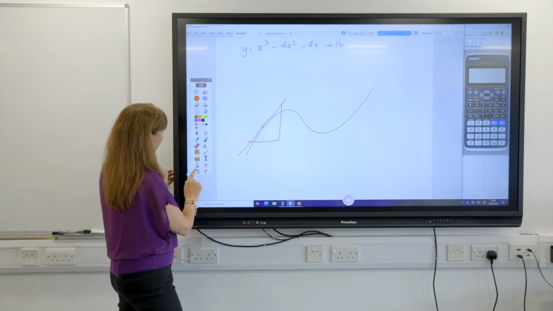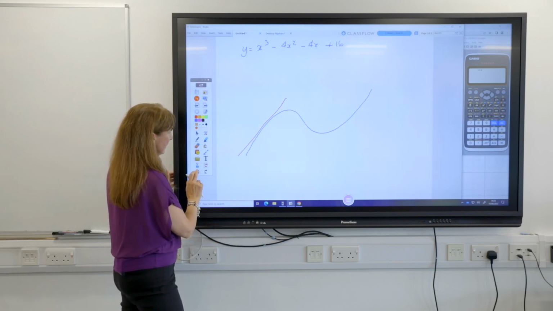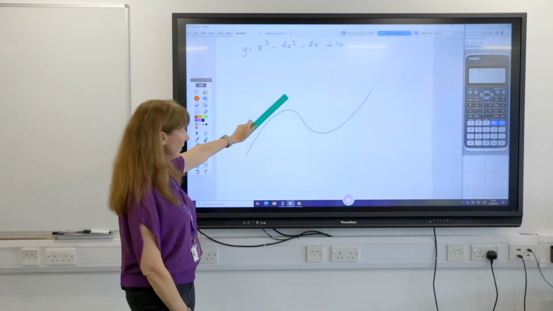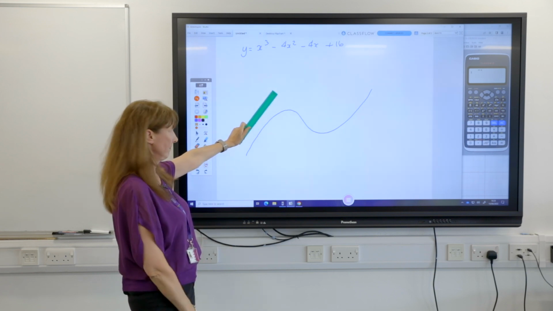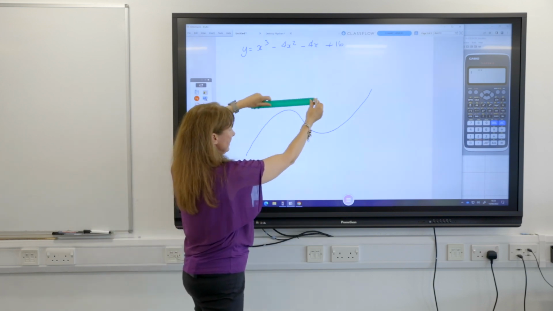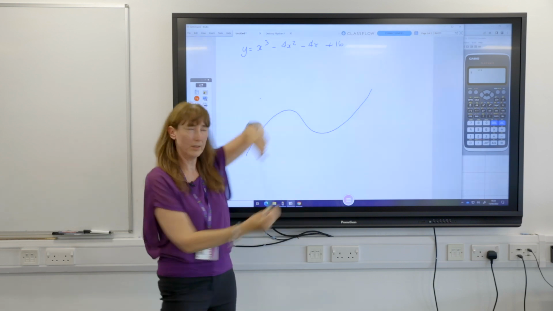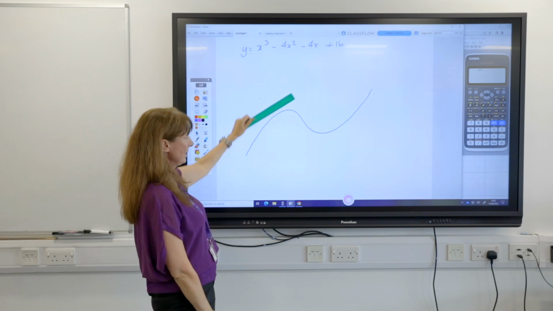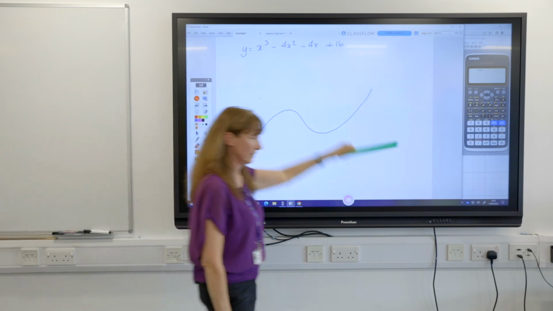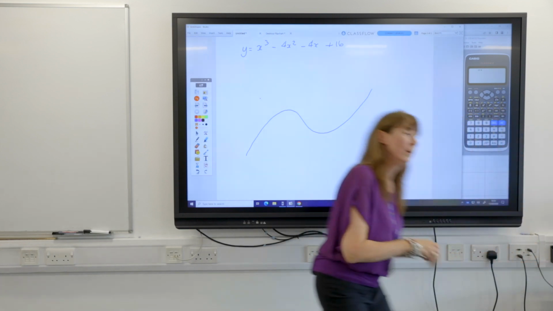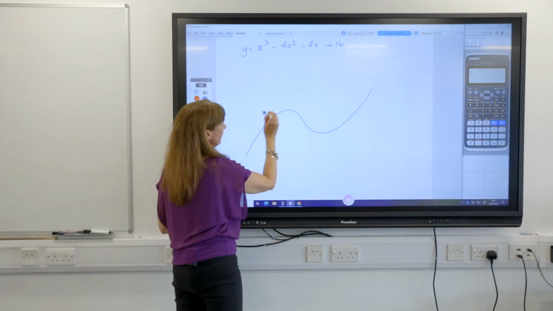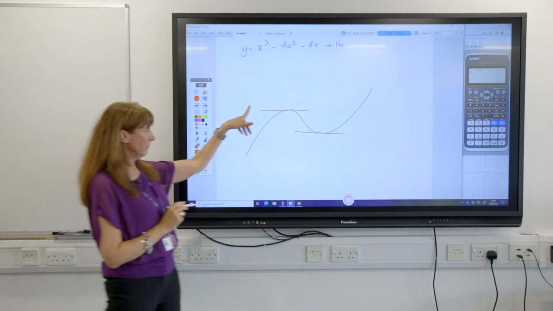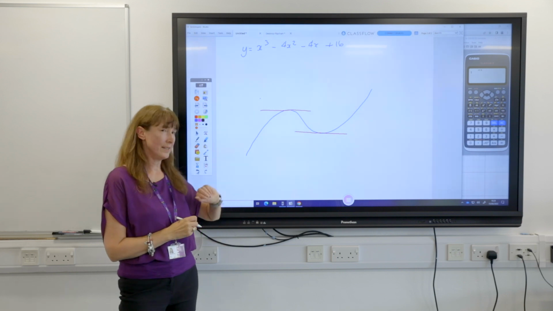So if you think about what's happening to the gradient, where we've drawn the gradient at this point is a positive gradient. We're getting a little less steep, and at the top we go horizontal, and then round to the other side it becomes a negative gradient. So we've gone from a positive to a straight line to a negative gradient. That means a straight line at the top must have a gradient of 0. And we're going to use the fact that the maximum point and the minimum point have a gradient of 0.